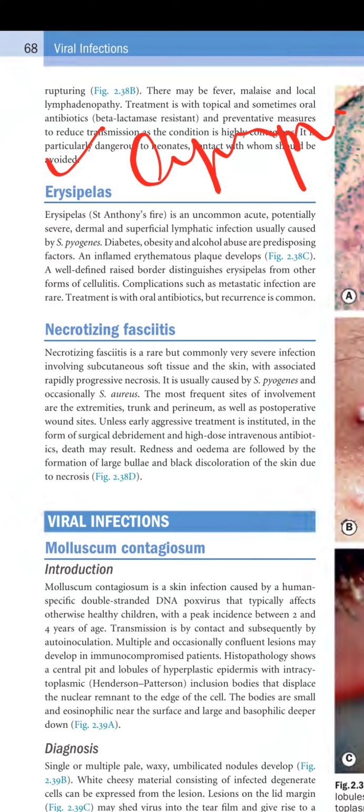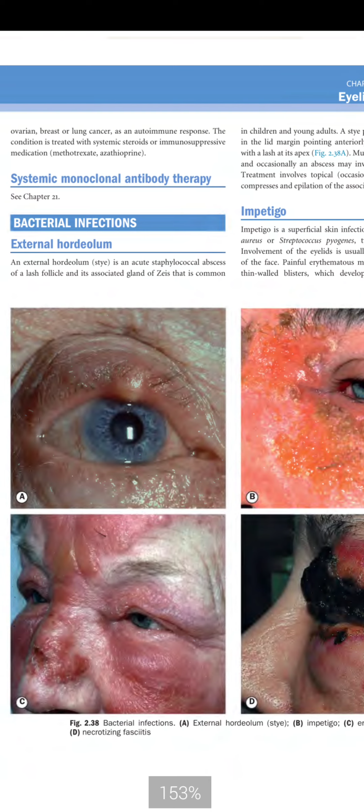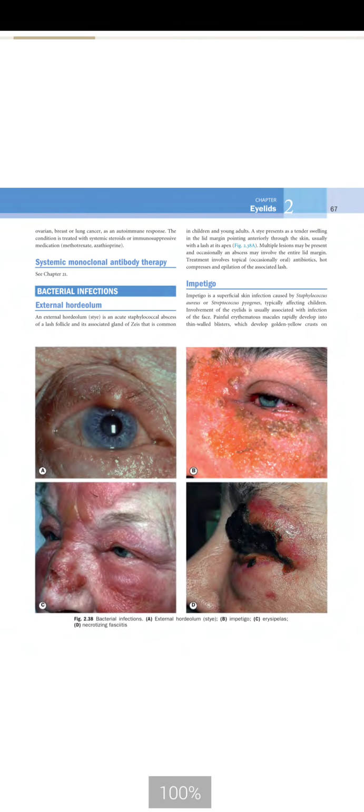Diabetes, obesity, and alcohol abuse are the predisposing factors, and inflamed erythematous plaques develop. A well-defined raised border distinguishes erysipelas from other forms of cellulitis. Complications such as metastatic infection are rare. Treatment is with oral antibiotics, but recurrence is common. So this is St. Anthony fire. You can see the plaque formation on the skin, and the treatment is with the systemic antibiotics.